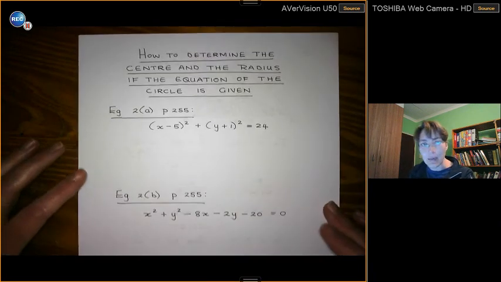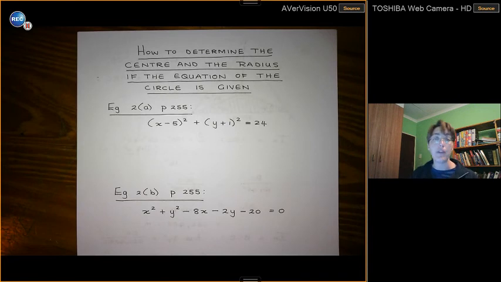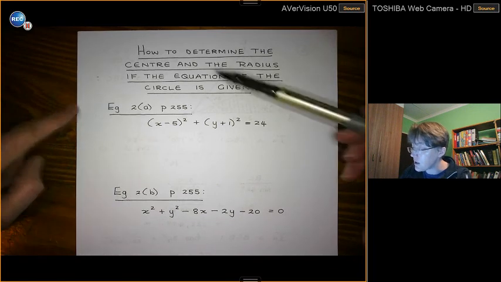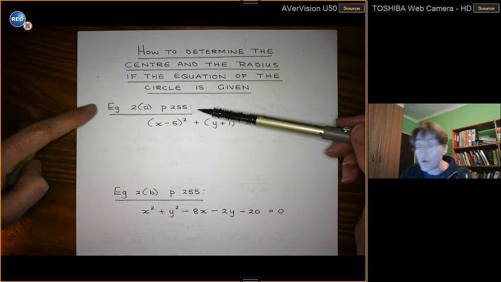Right, now here's the trickiest part of the video: how to determine the center and the radius if the equation of the circle is given. You look at it and go, okay, why is this tricky? Initially, it's not tricky at all. So they give you the equation of this particular circle, and this is example 2a on page 255.